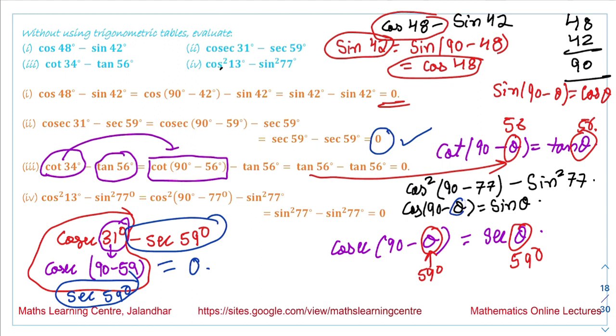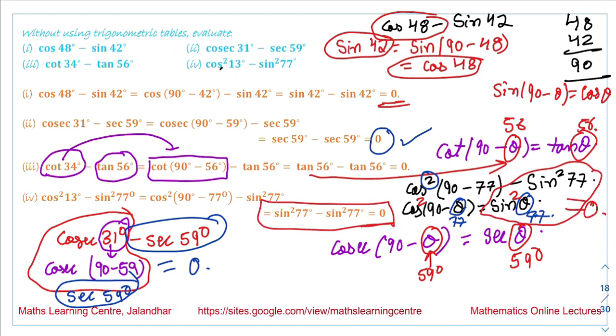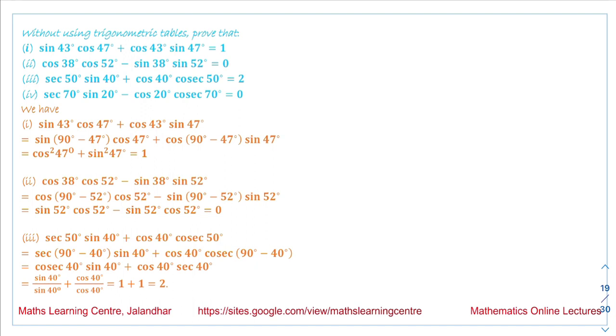In place of theta we are having 77. So what we get is the square over here. If we square this equation, we get cos square of 90 minus 77 equal to sin square 77. If we subtract both these values, the final answer we will get is 0. Now next is, without using trigonometric tables, we have to prove these identities, these equalities.